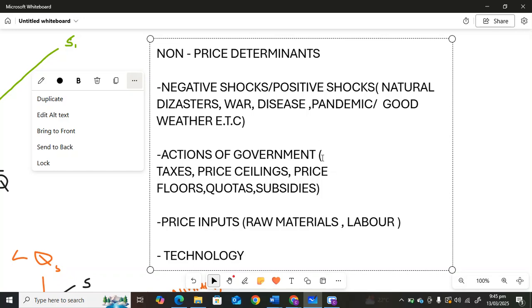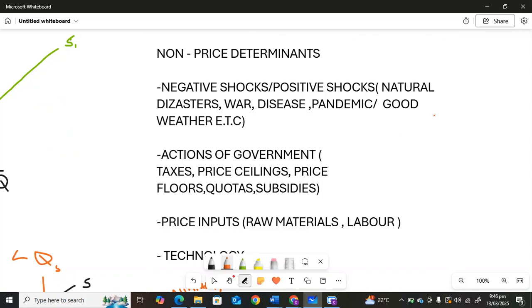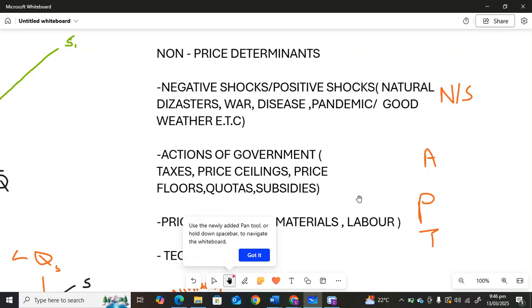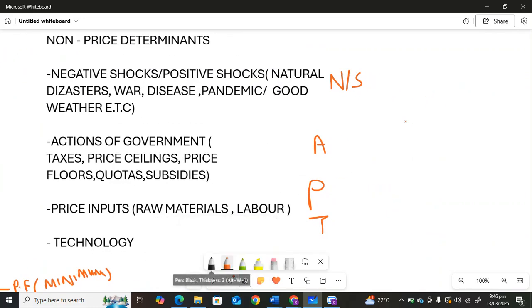I'll make an acronym like the one I made for demand so that you remember all of them. For now, the acronym that I can remember, we've got price of inputs, P, actions of government, A, negative shocks, N, negative and positive shocks, could put it as NS, and we've got T. So maybe we can make this acronym PANTS, or PANT.